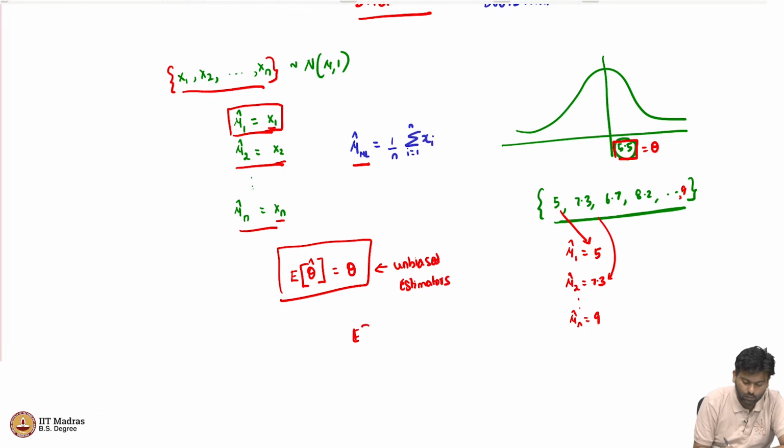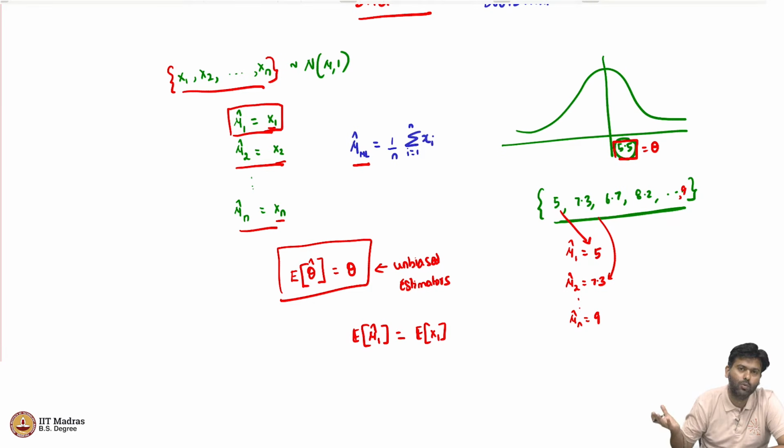So, the expected value of mu hat 1. What is this? Because mu hat 1 is just x1, but what is x1? x1 is a sample from a Gaussian with mean mu and some variance. So, what would be the expected value of a Gaussian with mean mu? Well, it is mu, right. So, this is 5.5 in this case. The same thing holds for all the n data points.